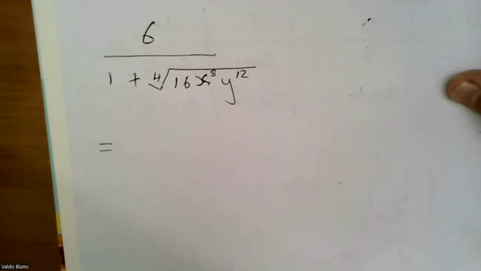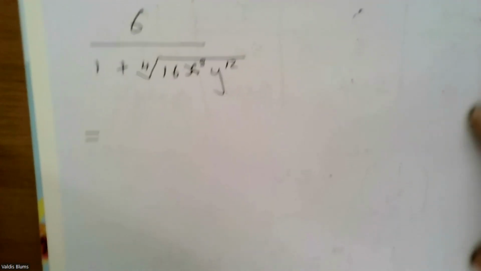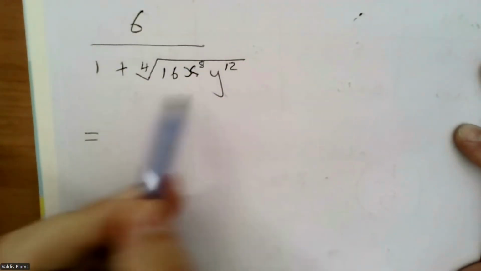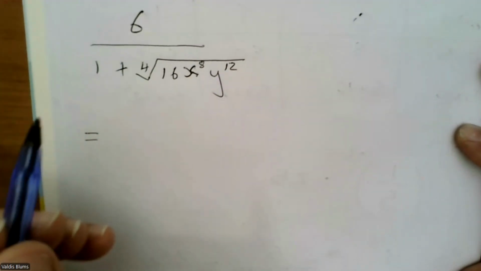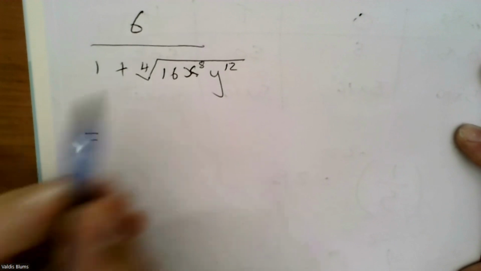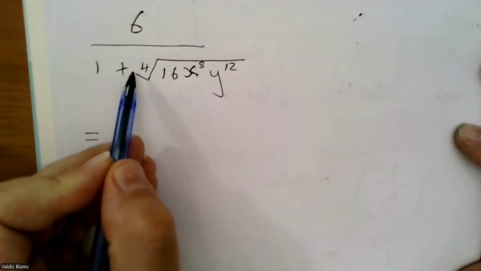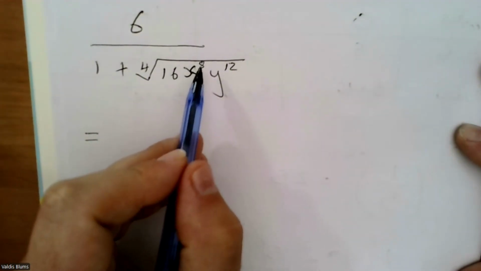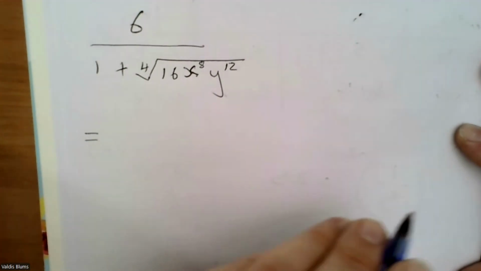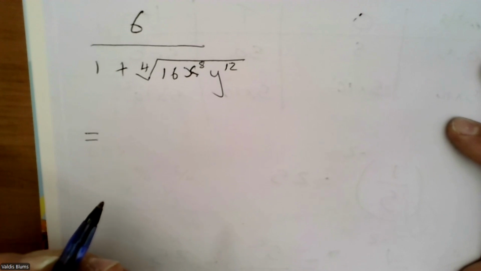Okay, next question. We have this hard question that was brought up right at the start as well. What do we do to answer this kind of question? Just in case my handwriting is a little bit too messy to read, I have 6 divided by 1 plus the fourth root of 16 x to the power of 8 y to the power of 12. So have a go at rationalizing and simplifying this question, and then we'll come back and do it together.